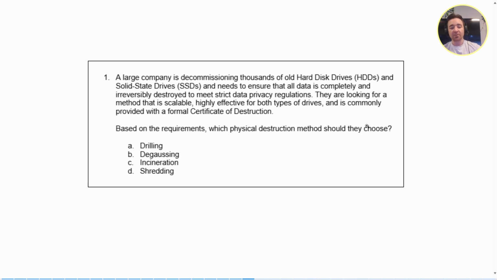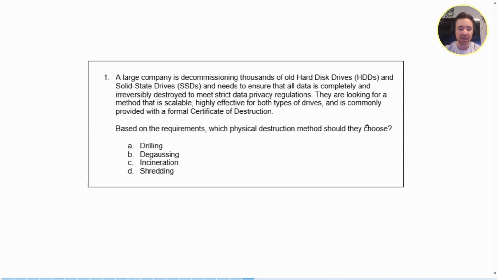The first question reads, a large company is decommissioning thousands of old hard disk drives and solid state drives and needs to ensure that all data is completely irreversibly destroyed to meet strict data privacy regulations. They are looking for a method that is scalable, highly effective for both types of drives, and is commonly provided with a formal certificate of destruction. Based on the requirements, which physical destruction method should they choose?